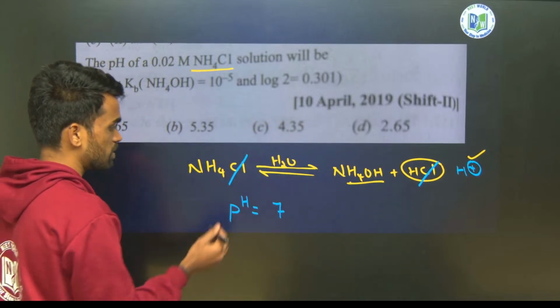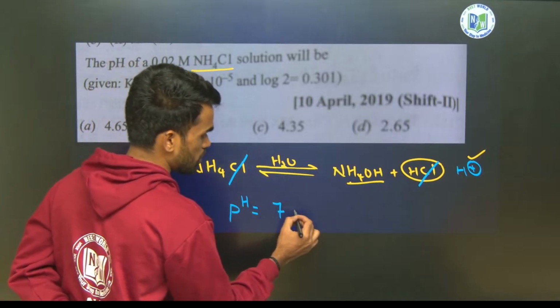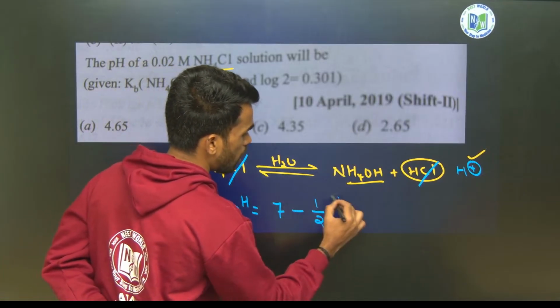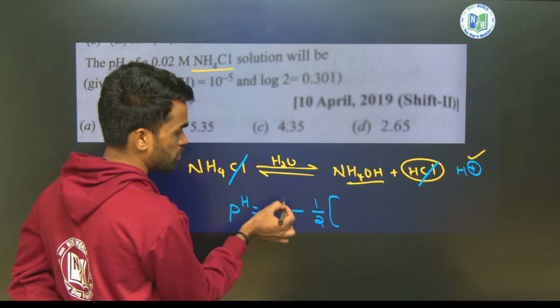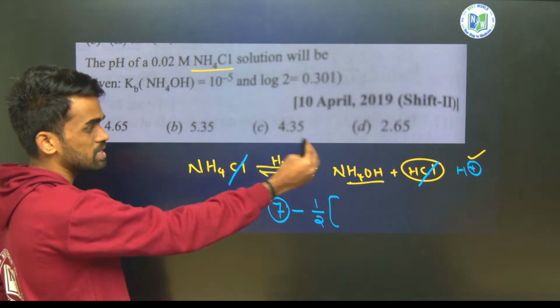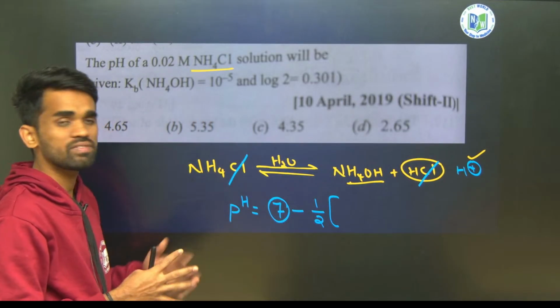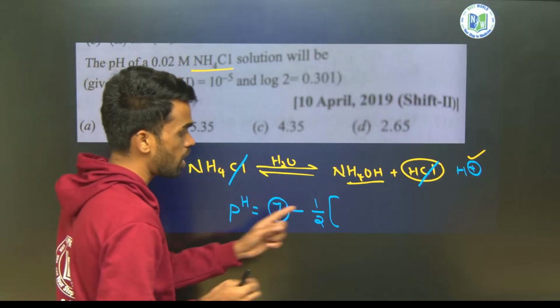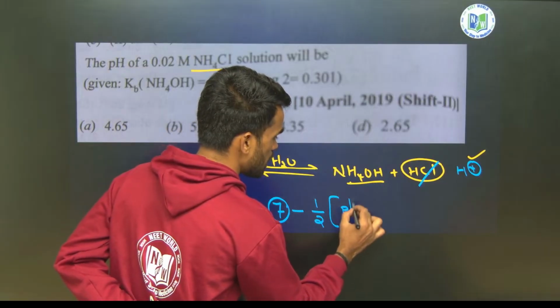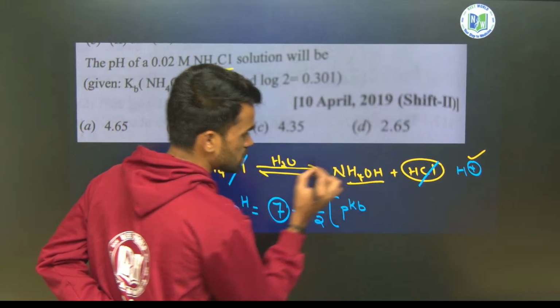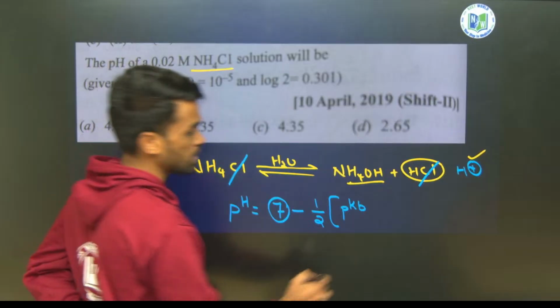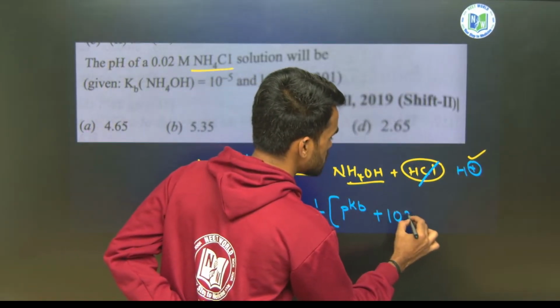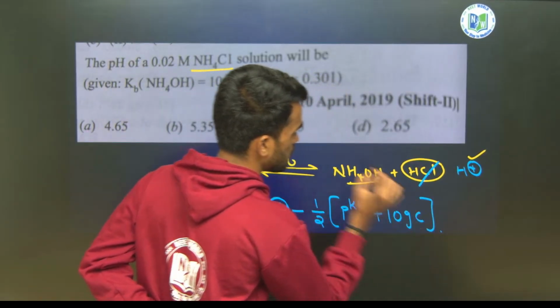So lesser than 7 means pH equals 7 minus half into... see, 7 minus, why? Because pH has to be lesser than 7 since it is a salt of a strong acid, right? Now strong acid plus weak base, so 7 minus half into, use here pKb, okay? So Kb of this weak base, so pKb I am taking, pKb plus log C, where C is the concentration of the salt given.